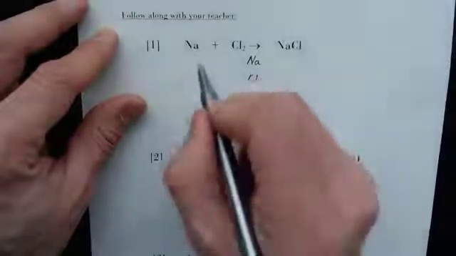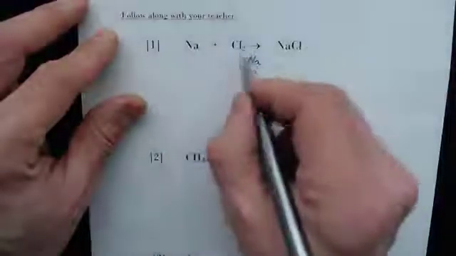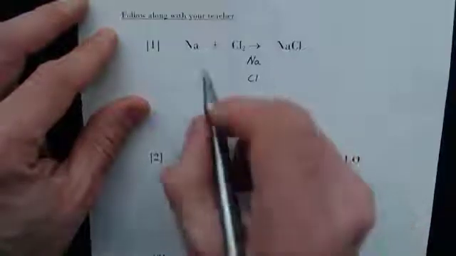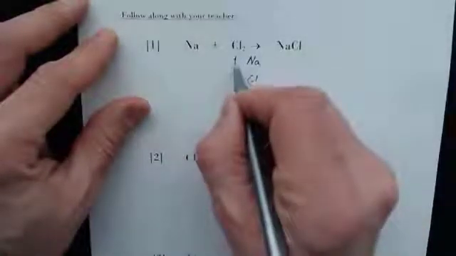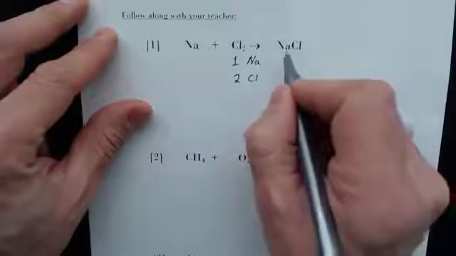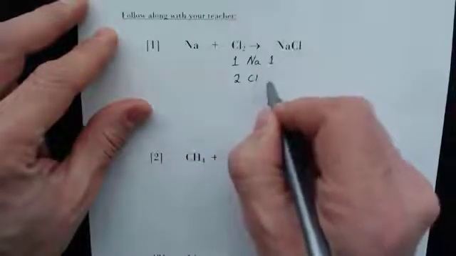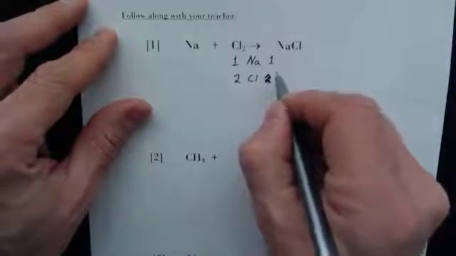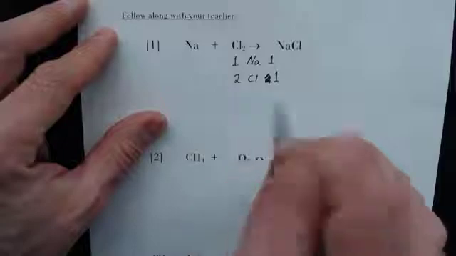Remember, capital letter, small letter, that means it's one element. Same thing here. Okay, let's do this. How many sodiums do I have on this side? I have 1. I have 2 chlorines. How many sodiums? 1. Oh, sorry, my mistake. 1 chlorine. So let's do this.